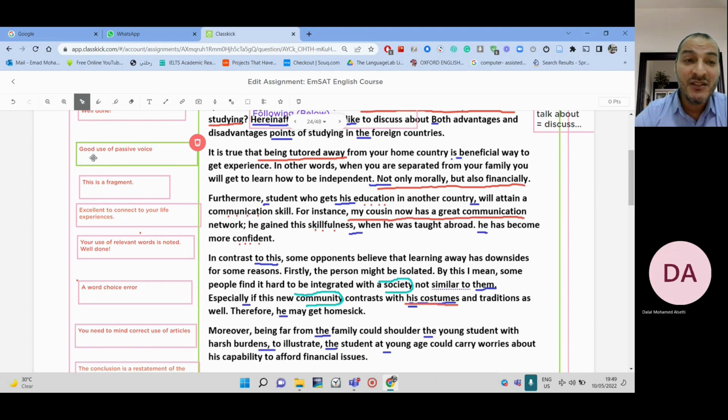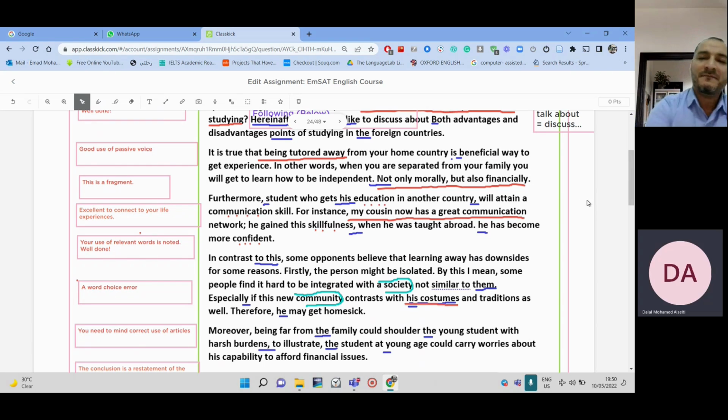So I said here, good use of passive voice. I liked it a lot. It is true that being tutored, this is passive. That's great. Be and past participle with the verb being tutored. Being instructed, being taught. So this is passive. I tried to not repeat studying. That's great. I like it a lot. But I'm talking about the change in passive voice. Who tutors me? Who teaches me? You didn't mention it. You just made it passive. That being tutored, that means away. Your grammar is perfect. Great, mashallah.